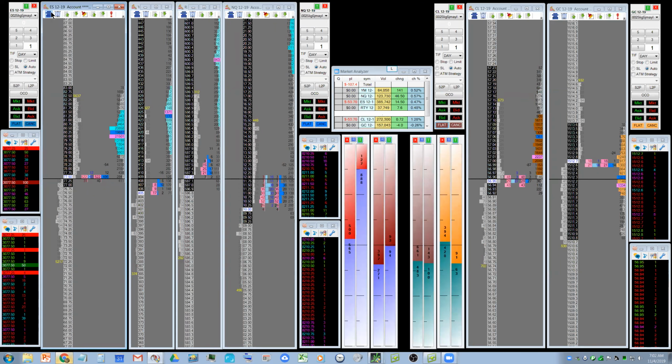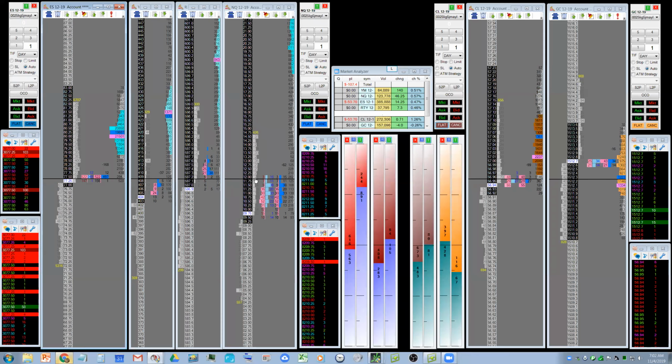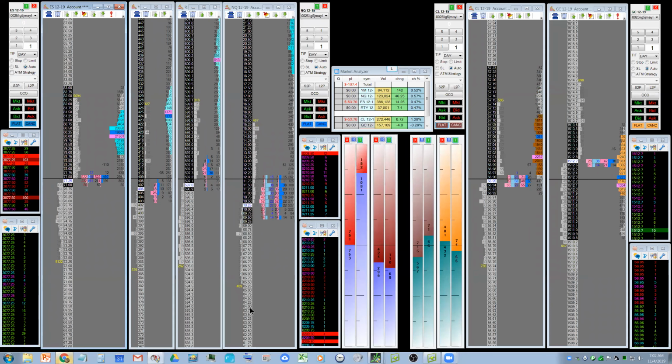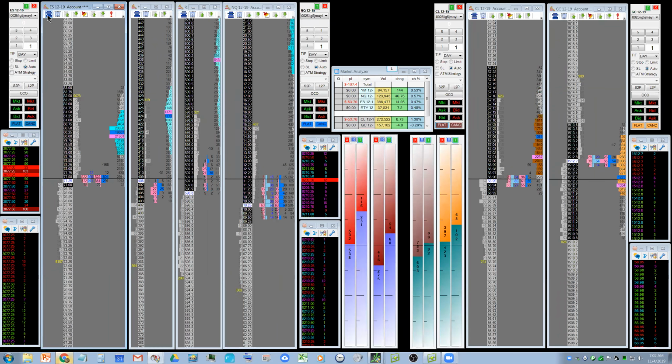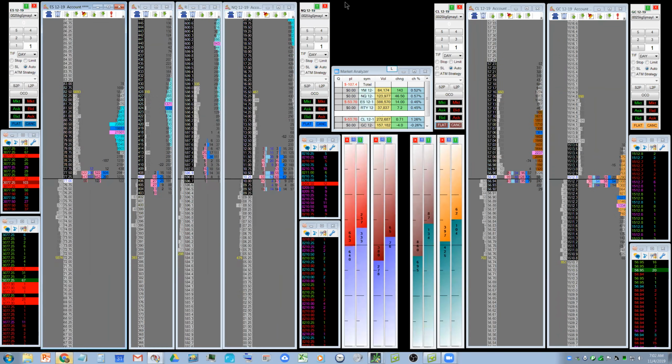Notice what I just said. So you want to see this thrusting down. You want to see the RTY going with it. So far, we're not seeing a lot of energy to sell this, so don't get too far ahead of yourself.